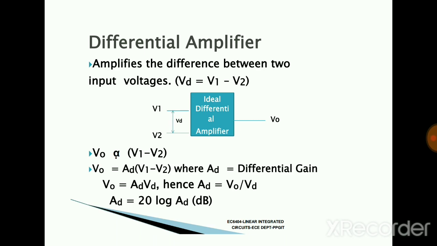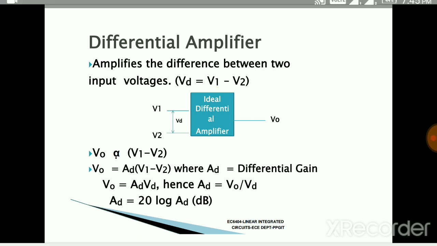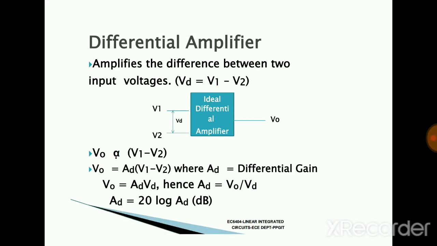So V0 is equal to AD into VD, since V1 minus V2 is nothing but VD. Substitute V1 minus V2 with VD, and you have V0 is equal to AD into VD. So AD can be calculated as V0 by VD, where AD is the differential gain, V0 is your output voltage and VD is your differential input.